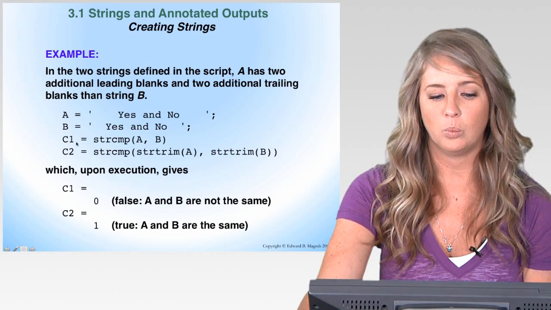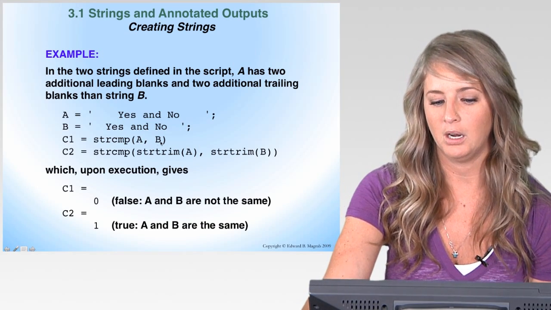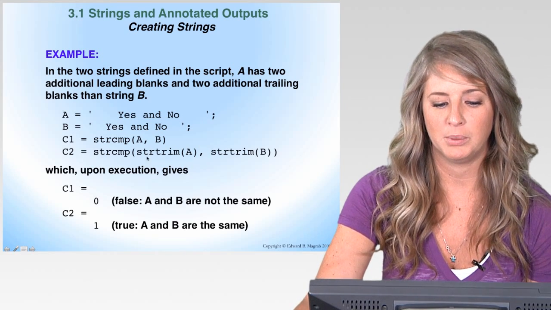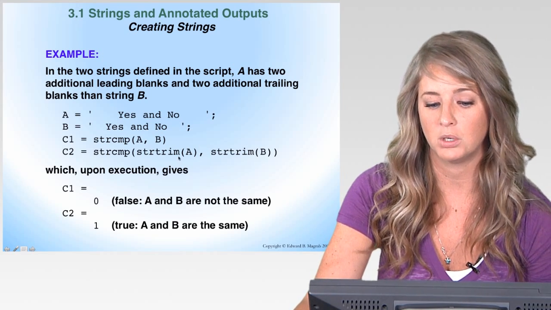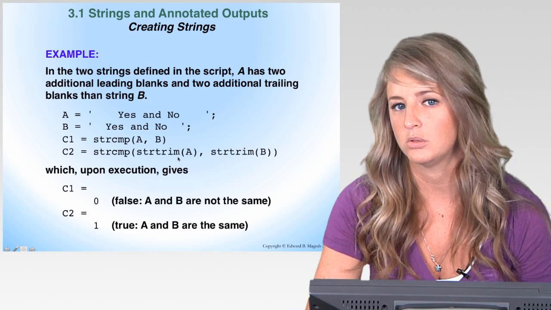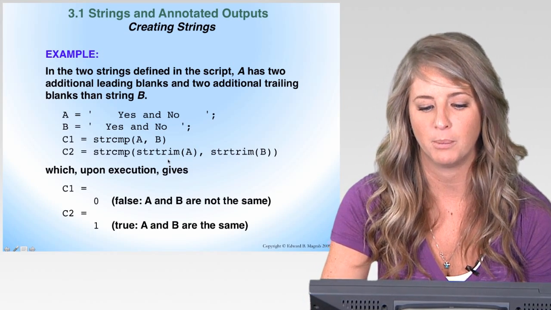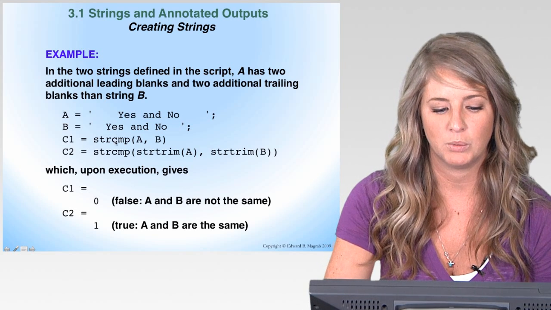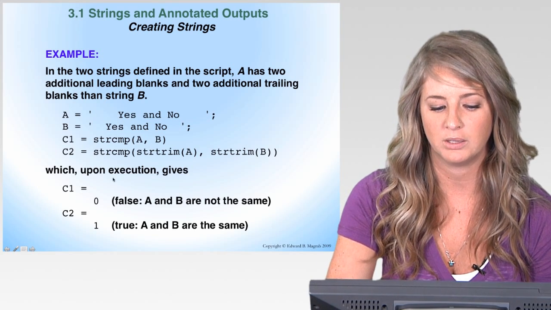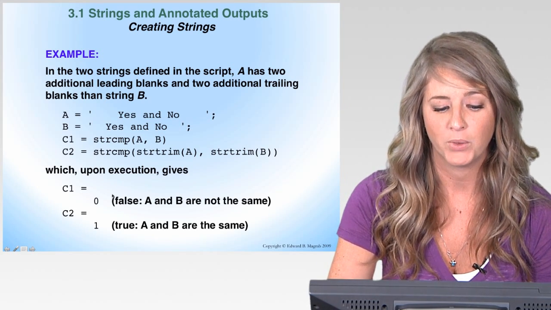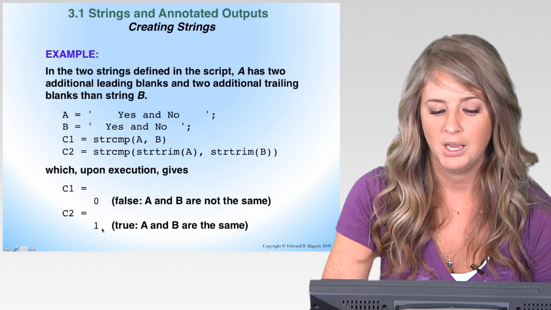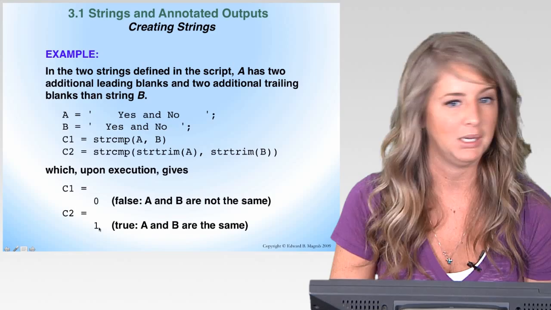So we have C1 is equal to string compare A and B. But in C2, we've done string compare, but in this case, we use that string trim where it's removing those leading and trailing blanks from both A and B. And so when it executes, we can see where we just did the straight comparison where the blanks were left, it's false. And in this C2, where we trimmed the string, it's now true because A and B are the same.